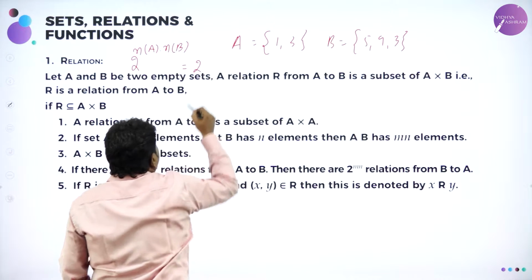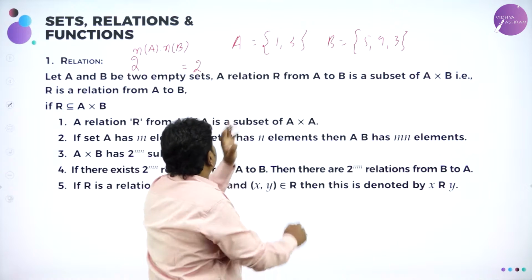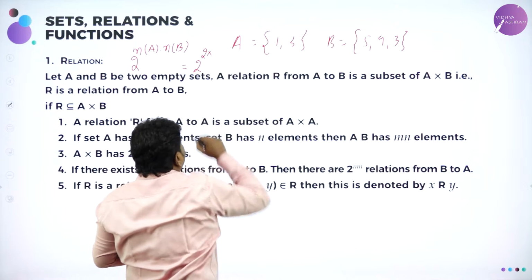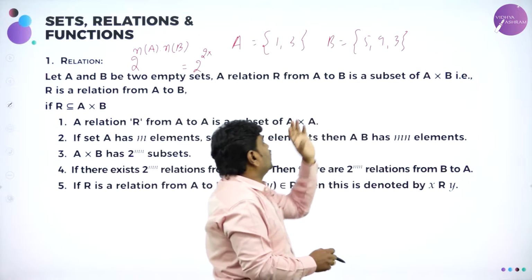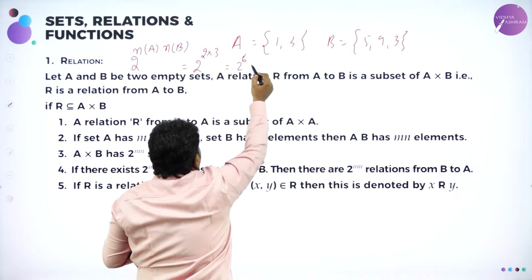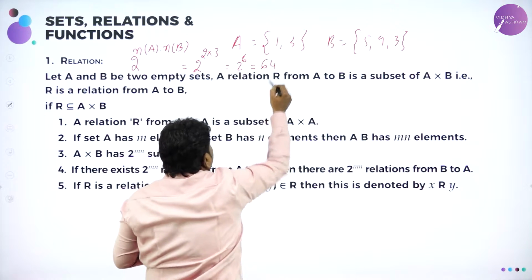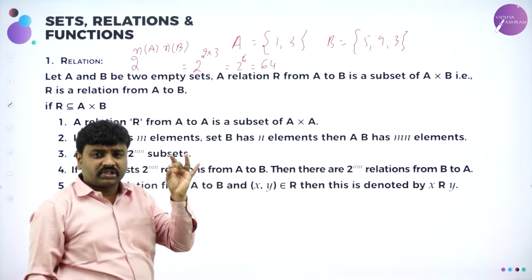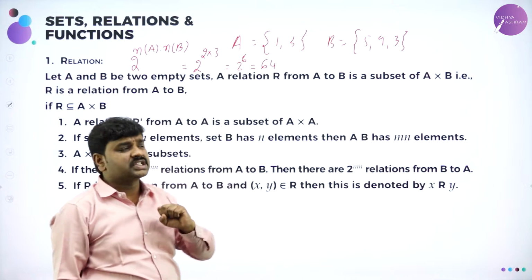That is 2 power, how many elements are there in A? 1, 2. So 2 into the number of elements in B, 1, 2, 3. n(B) is 3. So 2 into 3, that is 2 power 6. 2 power 6 is 64. 2 into 2 is 4, into 2 is 8, into 2 is 16, into 2 is 32, into 2 is 64.